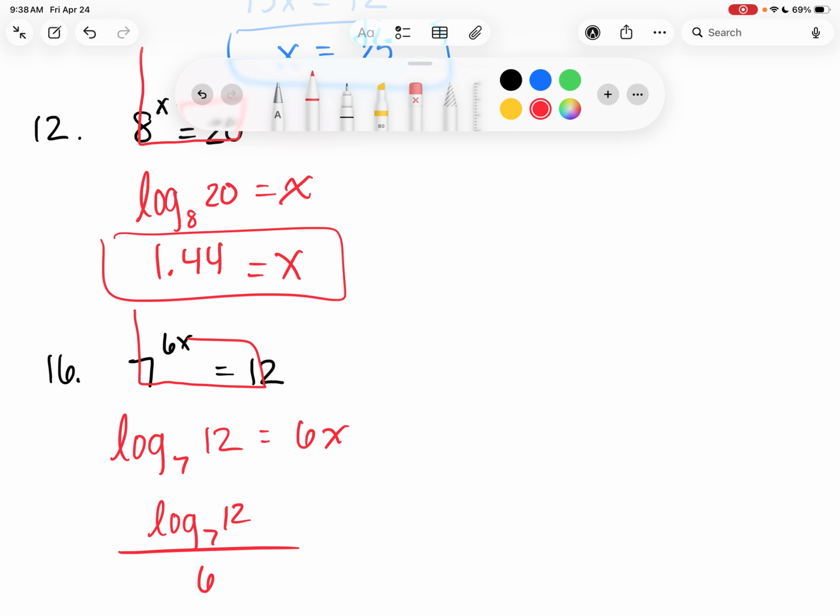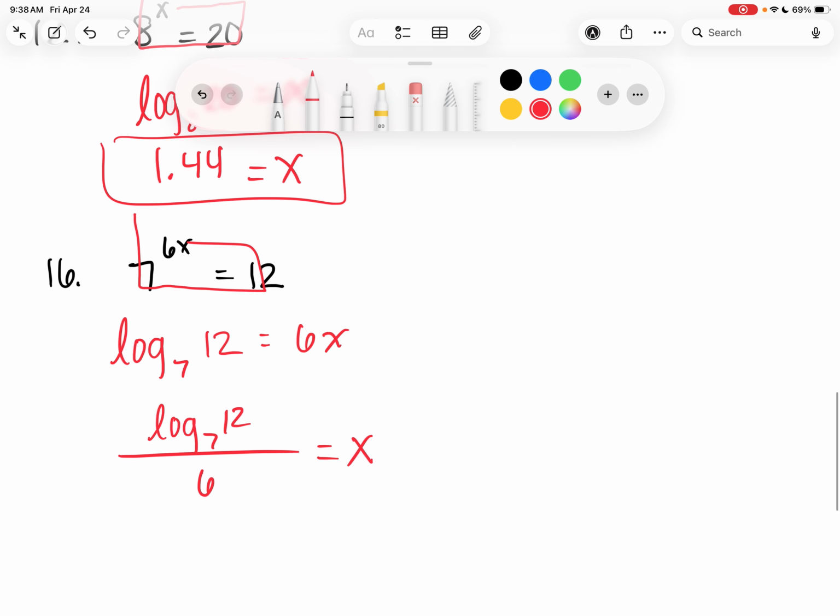No, because it's an exponential, so I have to use a log to solve it. If it started this way, then yes, I could have. Like if it starts as a log, you use an exponential to solve it. If it starts as exponential, you use a log to solve it.